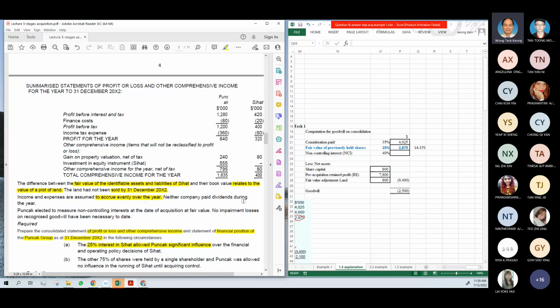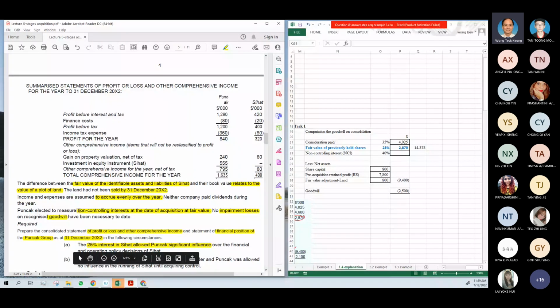They don't pay any dividends, so that makes your life easier, so you know to cancel off the dividends. Puncha elects to measure NCI at acquisition at fair value. It means the share price of the subsidiary at the date of acquisition. We find out there are no impairment losses, no impairment of goodwill, easier for us.